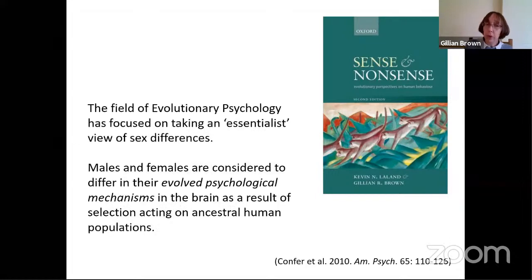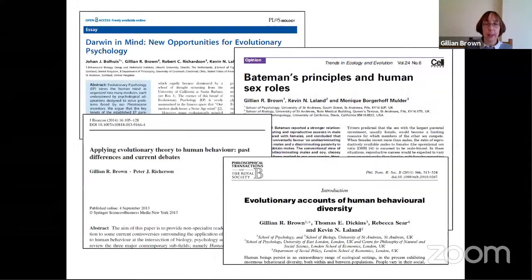So you might have heard of the field of evolutionary psychology. This is just one of the approaches that we look at in the book. And evolutionary psychology takes a very essentialistic view of sex differences. It's this idea that there's an essence of male or female that might be due to genes, might be due to early hormone effects, and that it gives rise to evolved psychological mechanisms that differ on average between males and females as a result of selection on our ancestral human populations. Okay, so you might have come across this as a sort of popular science view of evolutionary psychology.